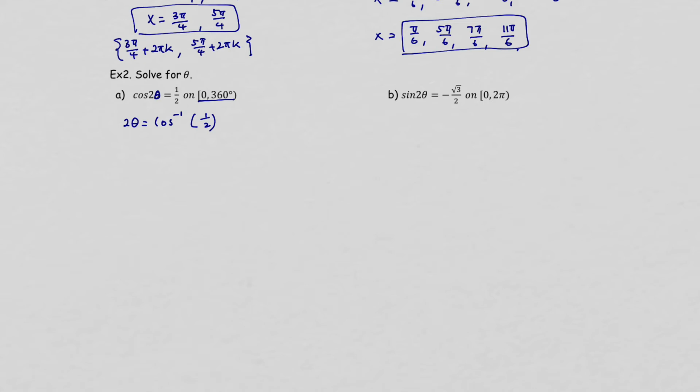So 2 theta is going to be, which angle gives you cosine 1 over 2? That's going to be 60 degrees. Cosine positive, x positive is this side, right? So it will be first quadrant and fourth quadrant. And if we wanted to get that as a number, it's going to be 60 degrees and 360 minus 60, so it will be 300.